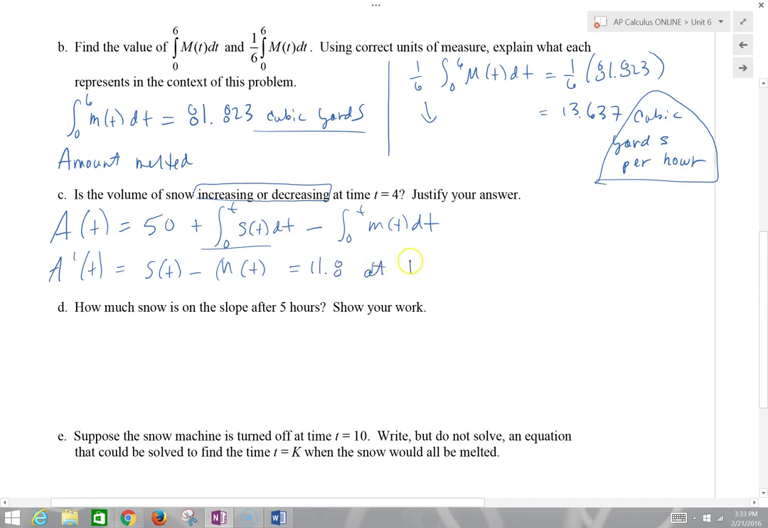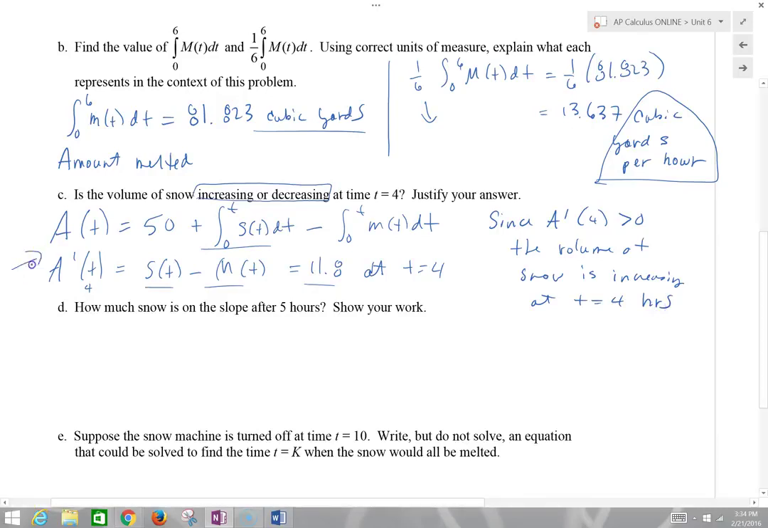11.8 at t equals 4. All I did was plug in 4 right here into t. And that's how I got this number, 11.8. We're talking about cubic yards still, the rate of cubic yards. So, since A prime of 4 is greater than 0, remember we're talking about the derivative. If the derivative is greater than 0, then the volume of snow is increasing at t equals 4 hours.